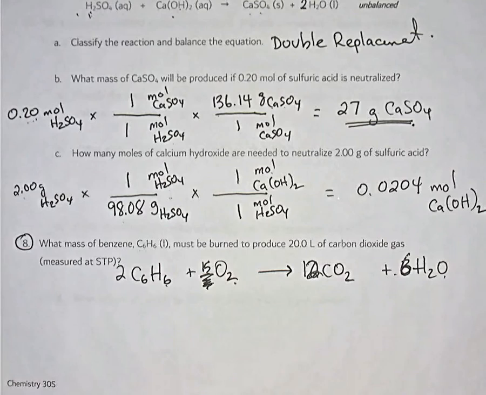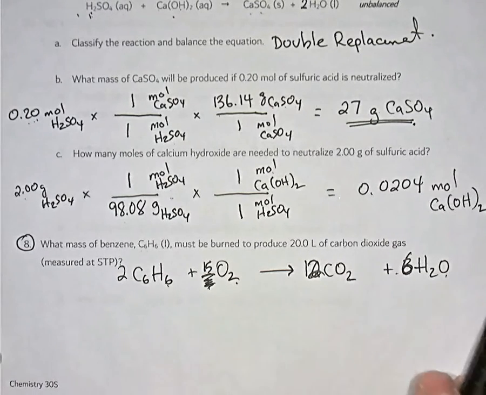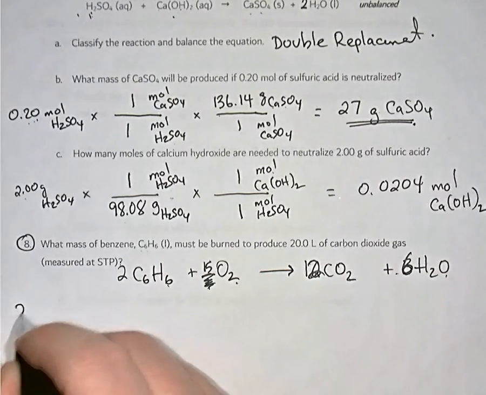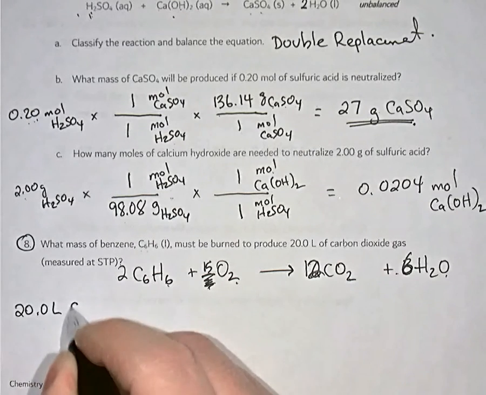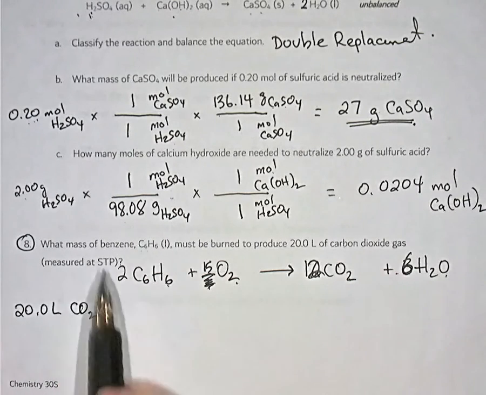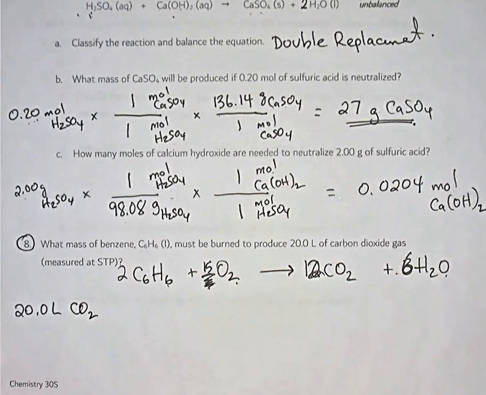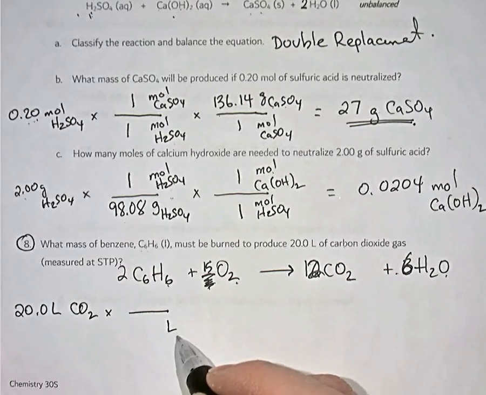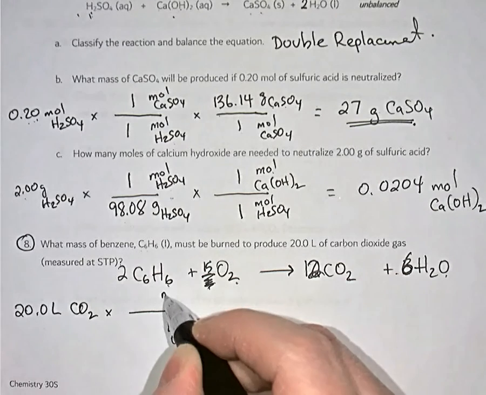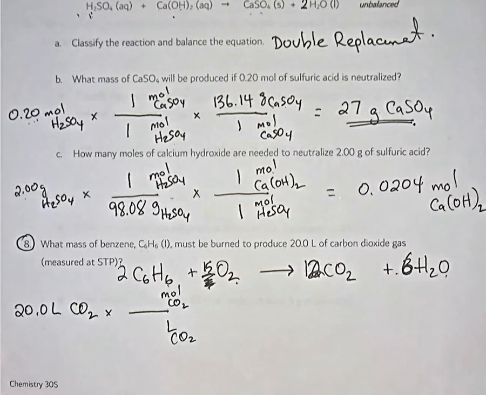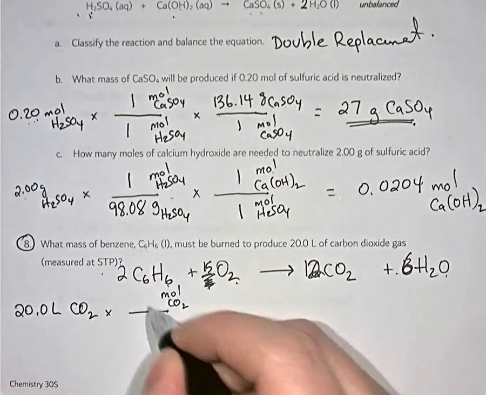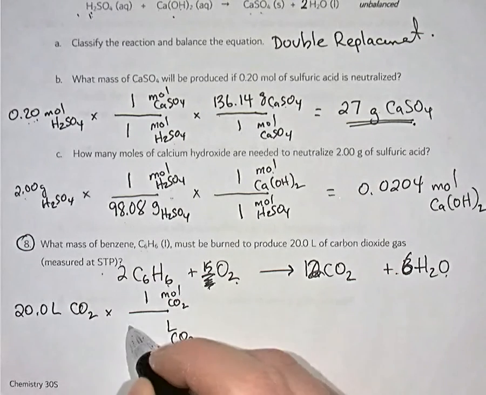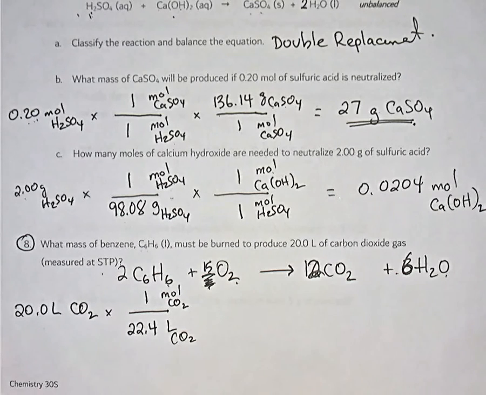Now we can jump into the question. We want to produce 20.0 liters of carbon dioxide gas. And the question is, what mass of the benzene do we need? So first thing I'm going to do is take those liters of carbon dioxide and switch that to moles of carbon dioxide. And I can do this because we've memorized that if you are at STP, standard temperature and pressure, 1 mole of any gas will have a volume of 22.4 liters.